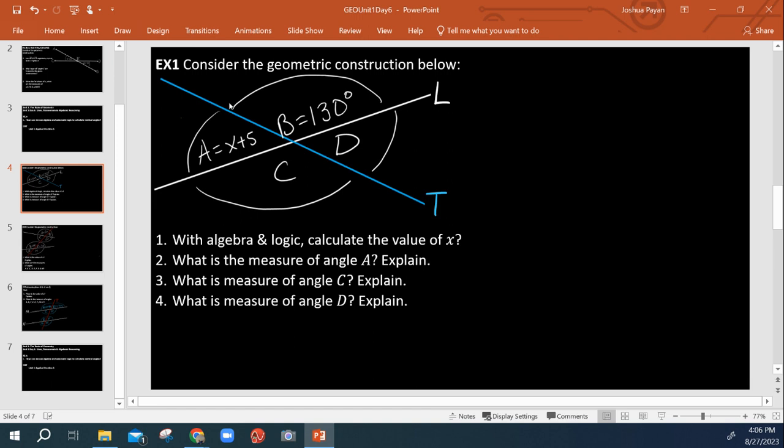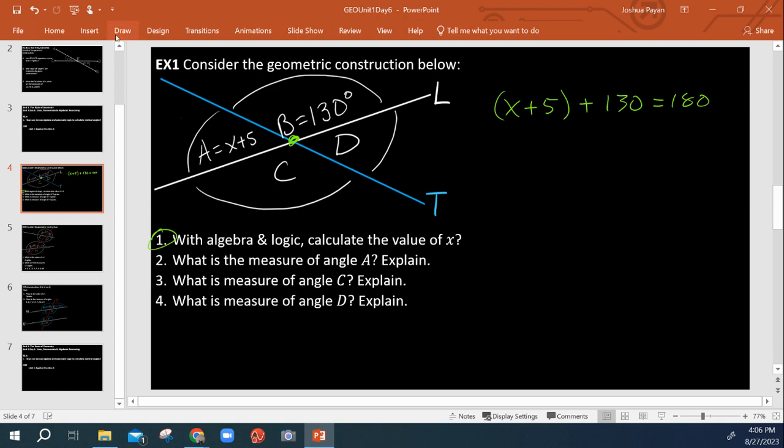Okay, so here we're being asked to calculate the value of x. And that's going to be fairly simple to do because we know angle A and B are supplementary. Adjacent angles on a set of vertical angles like we have here are always supplementary. And what's more, they form a linear pair, right? So we should already know from earlier on in this class. But I digress. So that simply means x plus 5 plus 130 should be equal to 180, right?